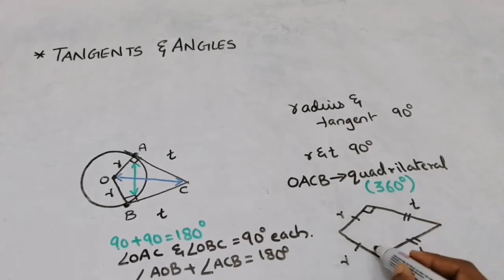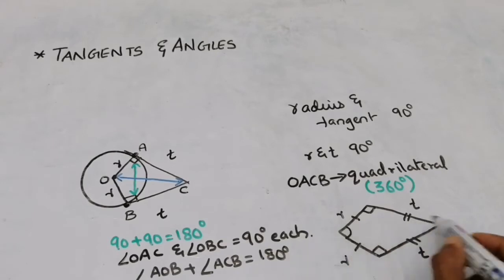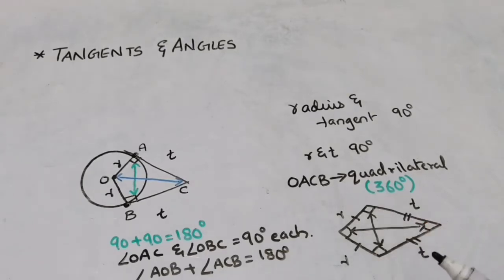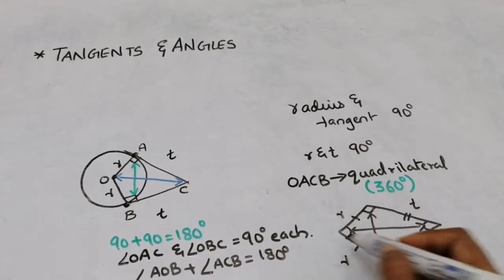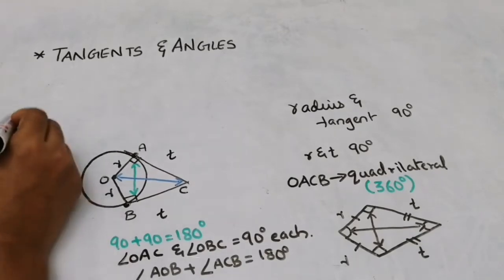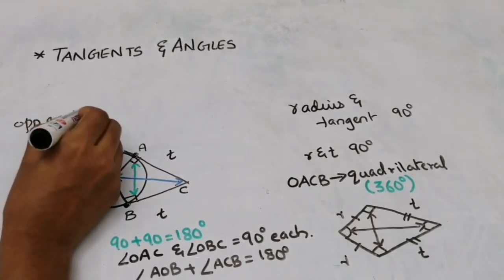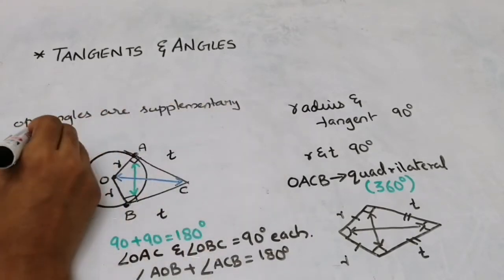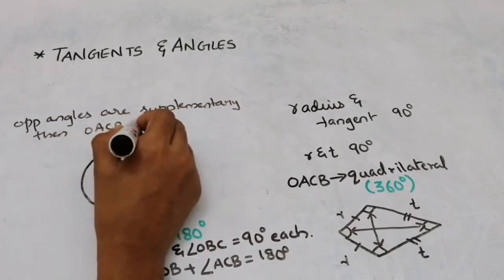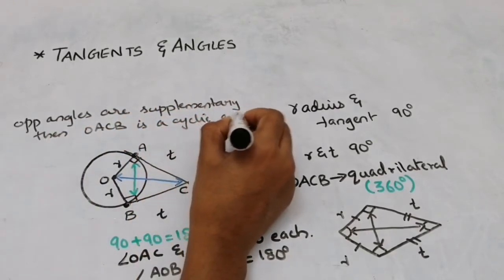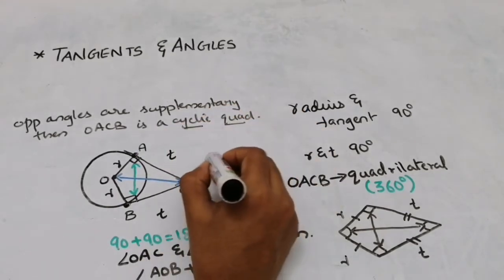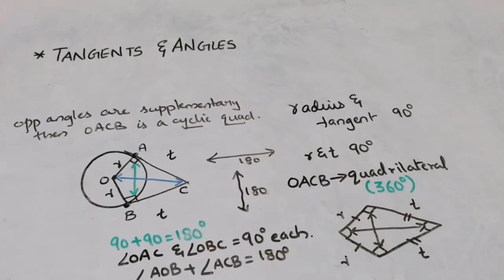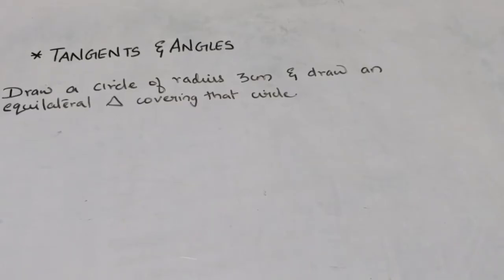So we have this 90 degrees and this 90 degrees, 180 degrees, and this angle and this angle is also 180 degrees. Understood? So if the opposite angles are supplementary, then we can say this quadrilateral is a cyclic quadrilateral. Understood? That is, if opposite angles are supplementary, then OACB is a cyclic quadrilateral, because you have this opposite angle as 180 degrees and this opposite angle sum also as 180 degrees, and 180 plus 180 is 360 degrees.